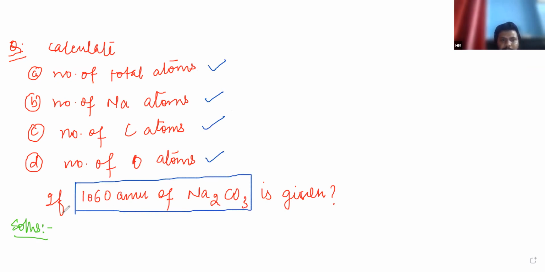Here, what we need to find is the number of total atoms, number of sodium atoms, number of carbon atoms, and number of oxygen atoms. And what is given? 1060 AMU of Na2CO3 is given. First, we will calculate the mass of Na2CO3, and consider Na2CO3 as a molecule. Okay. Just focus on it.